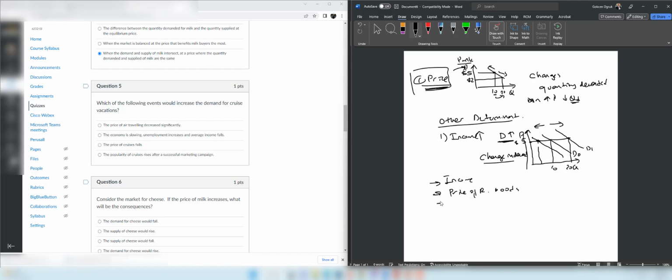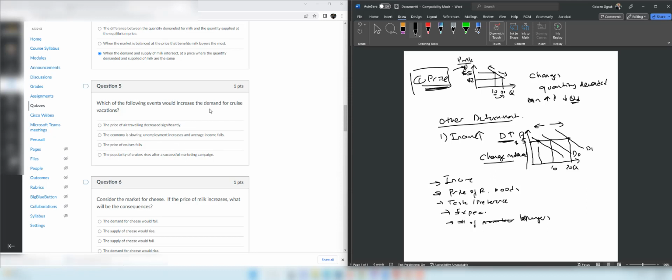Income, price of related goods. What else? We have taste or preference of customers. These are all determinants that affect the buyers, not suppliers. Tastes and preferences, price of related goods, income, expectations of buyers, and the next one, maybe number of buyers for the market demand, number of buyers.